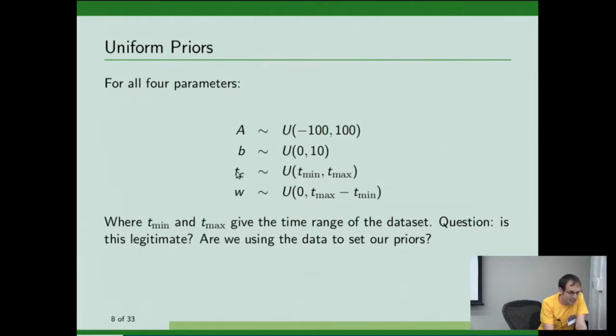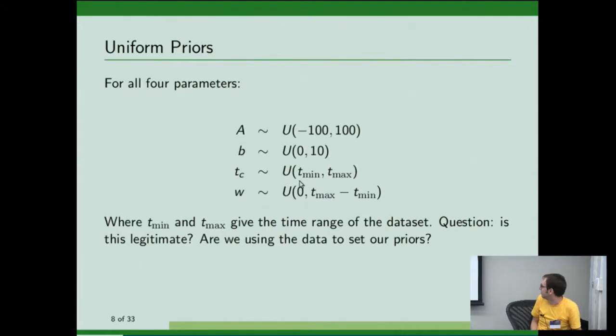TC, the time of the middle of the transit, I'm assigning a uniform between Tmin and Tmax, and those are the limits of the data set. And the width, I'm also doing uniform between 0 and the length of the data set. So this is again this notation where you can communicate your assumptions pretty quickly if you know how to read the notation: the parameter, twiddle, and then its prior distribution.